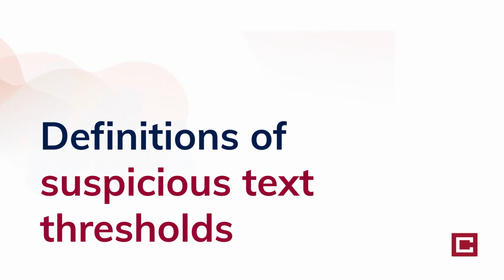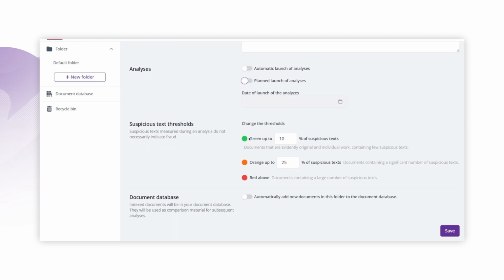Definitions of suspicious text thresholds. Quickly identify results with adapted visual cues. Adjust the similarity thresholds depending on the type of assignment requested from students, the discipline taught, or the standards of your institution. The default thresholds are as follows: from 0 to 10% in green, from 10 to 25% in orange, and beyond 25% in red.